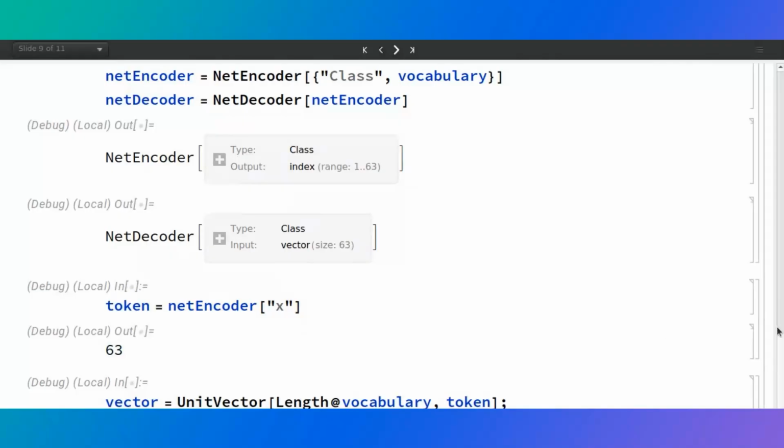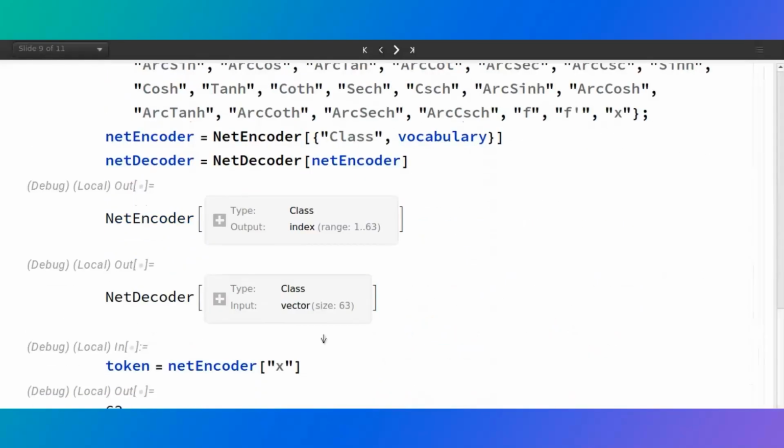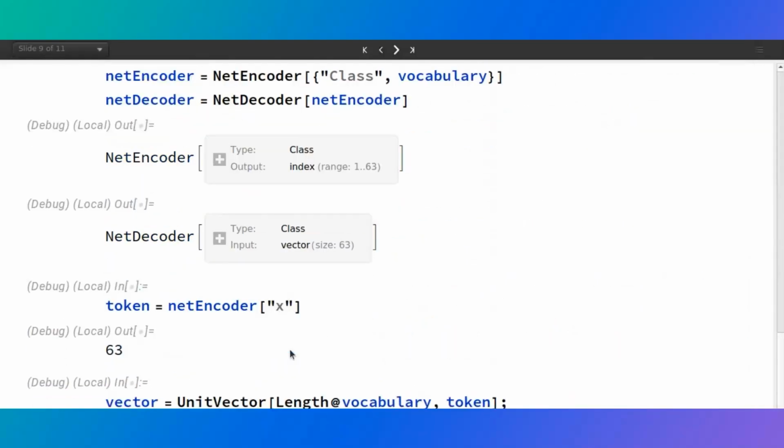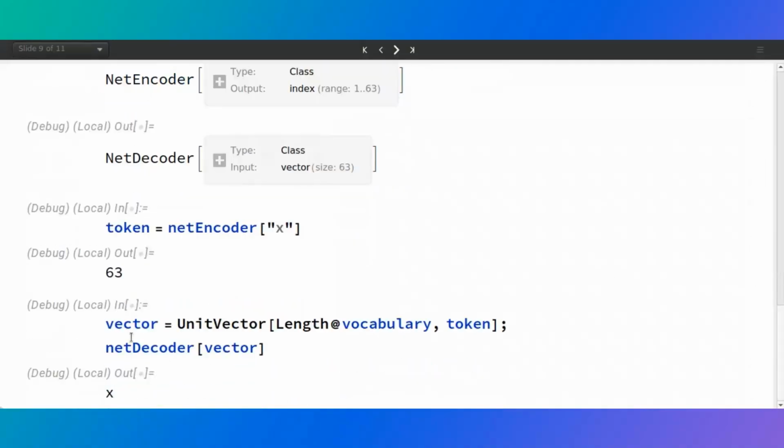And if you want to go back, you only need to pass it to the net decoder. Where is the net decoder? Can you see the full screen? Aha, here. You pass the number to the net decoder, and you obtain back the letter that was represented by the 63.